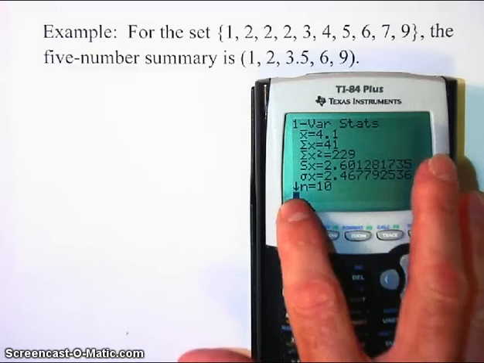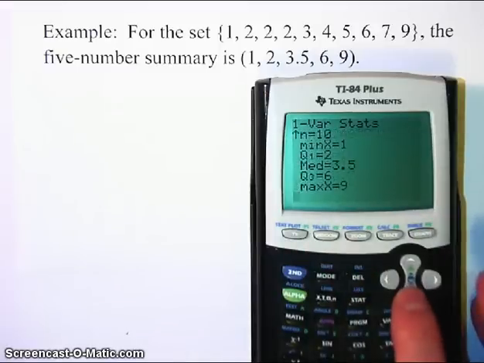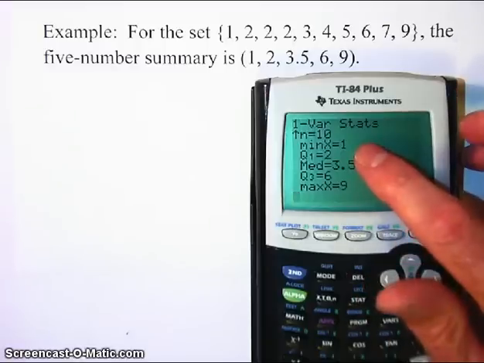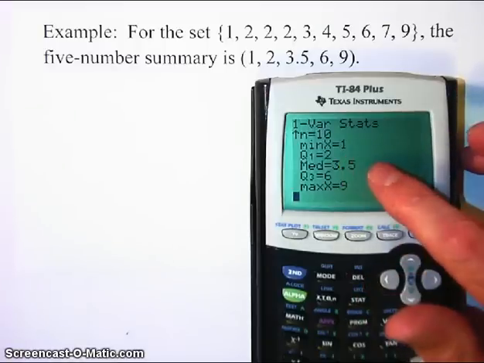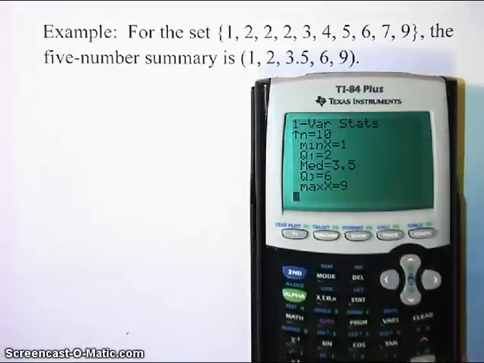You see this arrow and this cursor. Okay, the arrow means there's more. Scroll down, and you'll see your 5-number summary appear. Your minimum is 1, your Q1 is 2, median is 3.5, Q3 is 6, and the maximum is 9. So there's your 5-number summary. Easy, you can get it on your calculator in a snap.